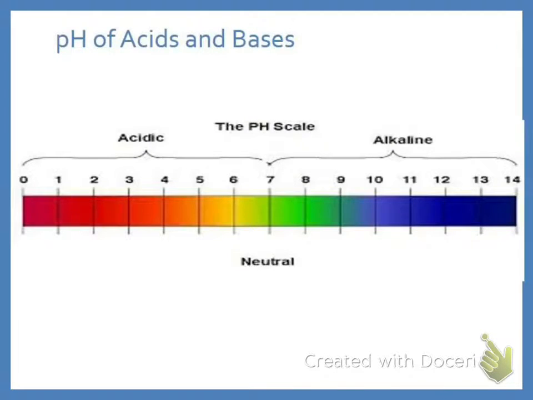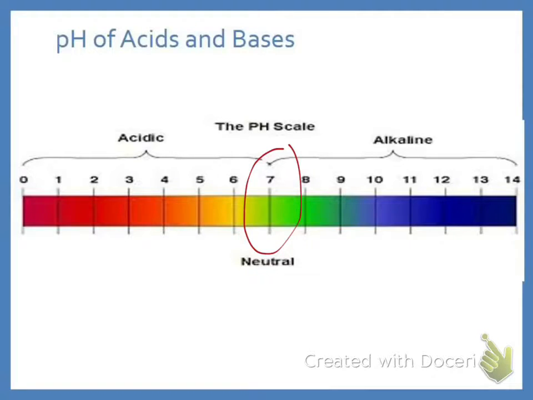So, pH of acids and bases. Way back from junior high, hopefully you remember that if you have a pH of less than 7, you're acidic. And if you have a pH of greater than 7, you're basic. And then right at 7 is neutral. Okay? So hopefully you remember that.